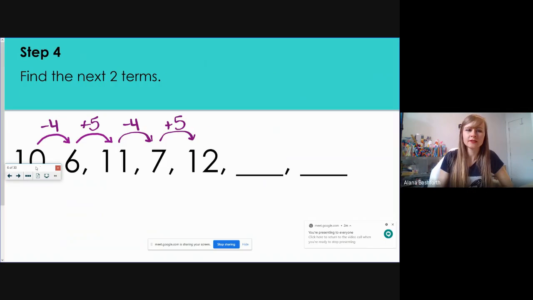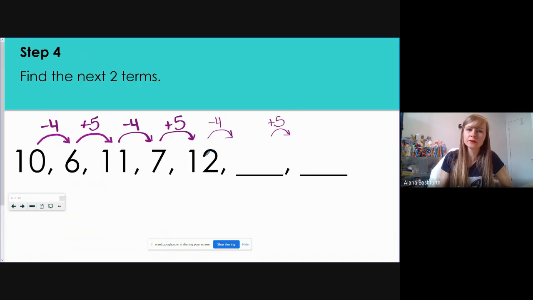The last thing that you need to do is find the next terms. In this case, we want to know what the next two terms are. If the pattern goes minus 4, plus 5, minus 4, plus 5, this is what you want to do. Draw an arrow and go, this one was my plus 5, so we're going to go minus 4 next. And then the one after that is going to be plus 5. Then you just follow the rules. 12 minus 4 equals 8, and then 8 plus 5 equals 13. So the next two terms in the set are 8 and then 13.